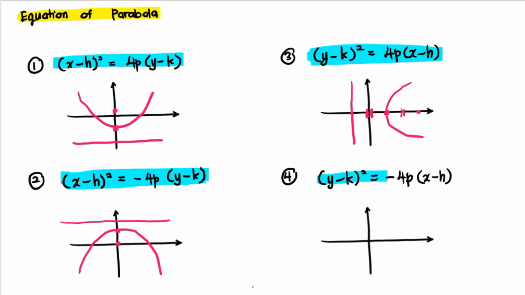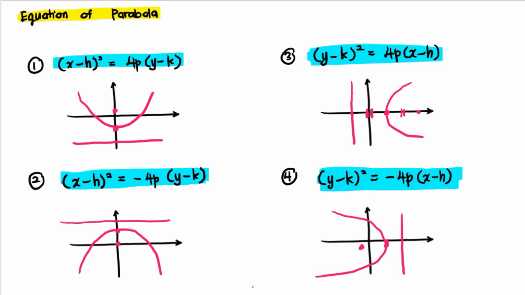And lastly, we have this form of the parabola, therefore we'll have the shape of the parabola something like this. We have the directrix here, and we have the focus somewhere around here. That's basically the 4 types of equations for the parabola, and this last one opens to the left.